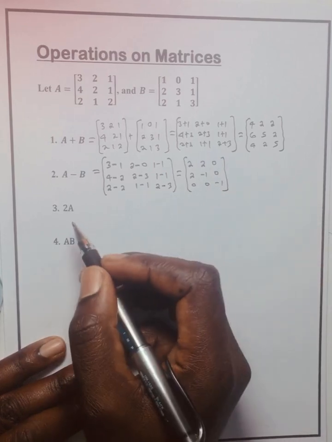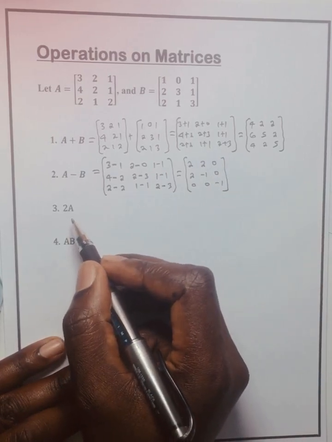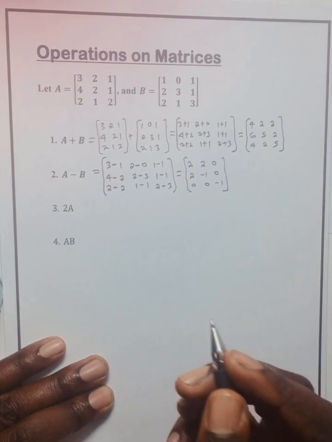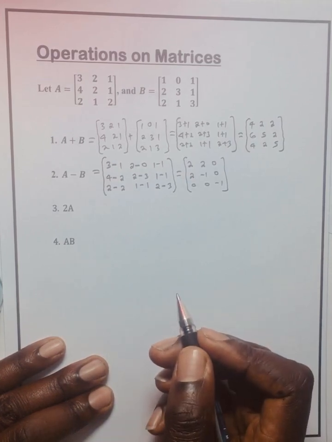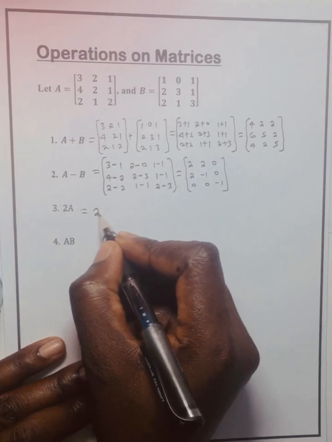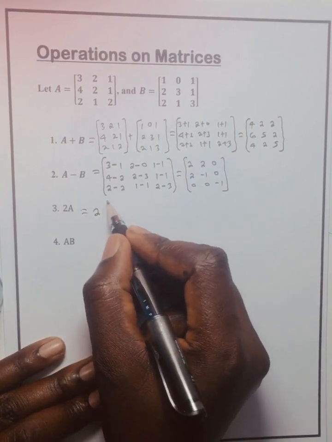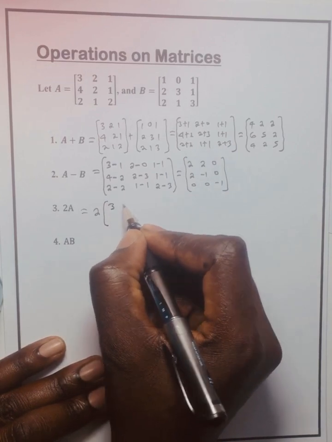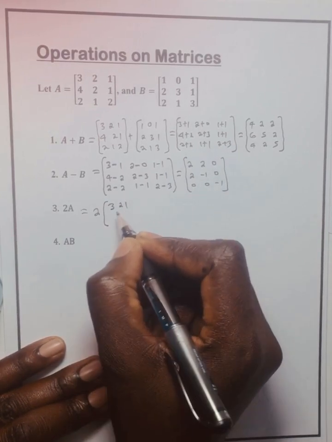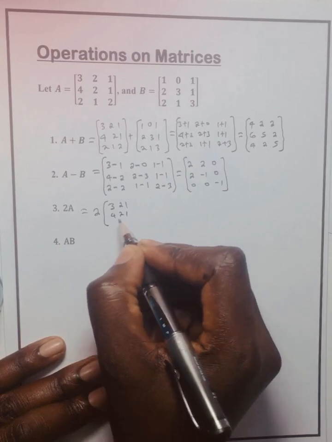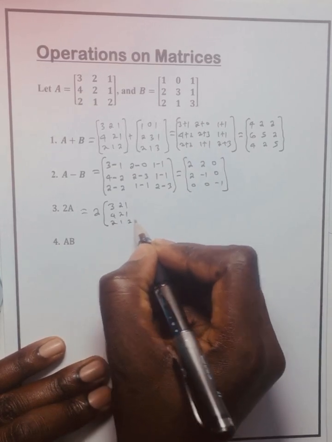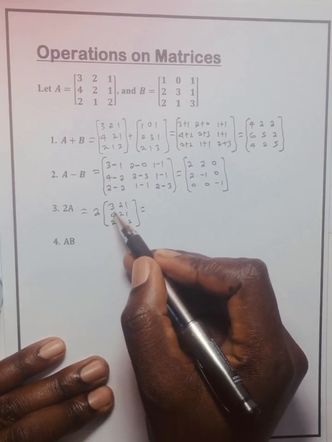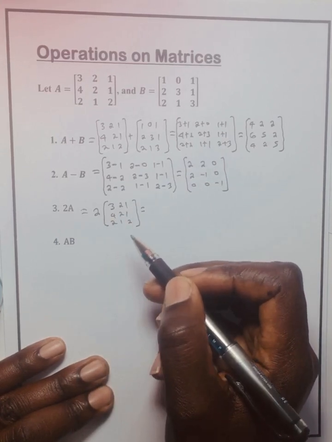Then you can also be told to multiply a matrix by a number, or what we call a scalar. So in this case, the scalar is 2. So this means that you take the scalar, which is 2 in this case, and you multiply by the matrix. So the matrix A there is 3 2 1 4 2 1 2 1 2. So in this case, the scalar will multiply each and every entry in the matrix.